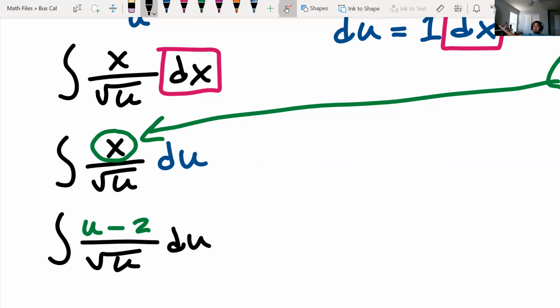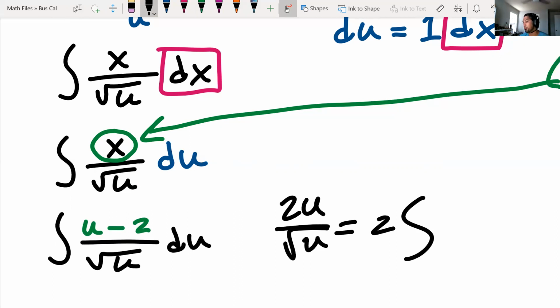Can we take out the 2? We cannot, because it's not connected by multiplication. That u minus 2 has to stay as u minus 2. If it was 2u over the square root of u, then yes, you can take out that 2. It's not because it's a sub. It's because now we're talking algebra. If it's u minus 2, I can't disconnect those. They are connected by the subtraction operation.